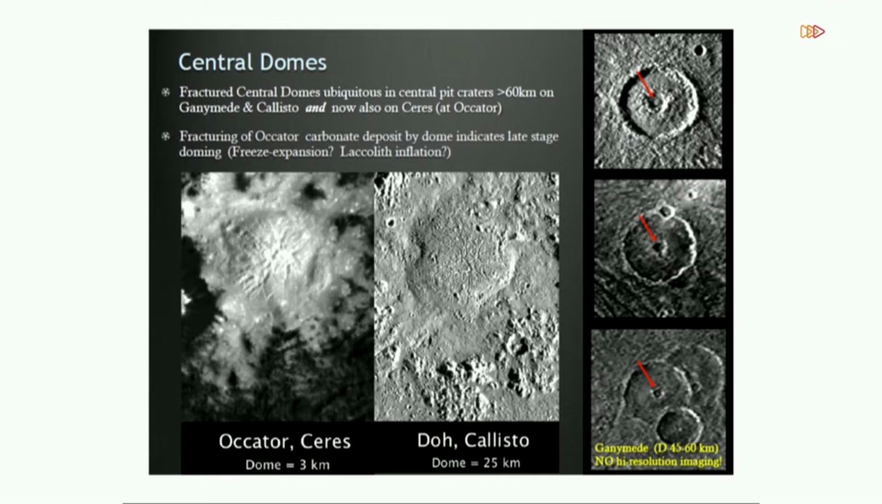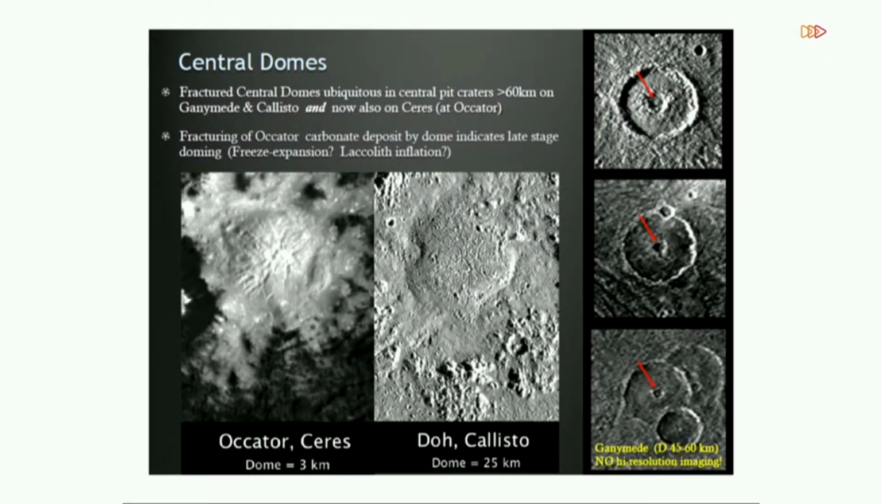The question is why? So we have the central dome as well, and I'm going to talk just briefly about this, but the focus is on the pits, of course. We have domes in central pit craters on Ganymede and Callisto. This is a classic example of a large crater on Callisto. The dome is considerably larger, about a factor of 10 larger than the dome on Ceres. And you can see it's cracked by a fine scale network of small fractures.